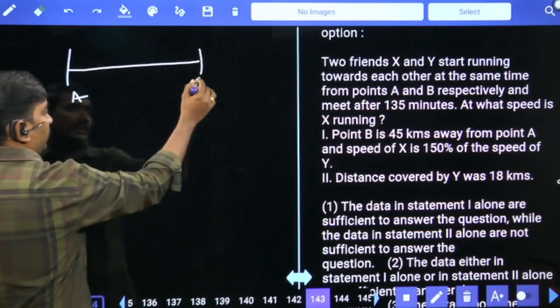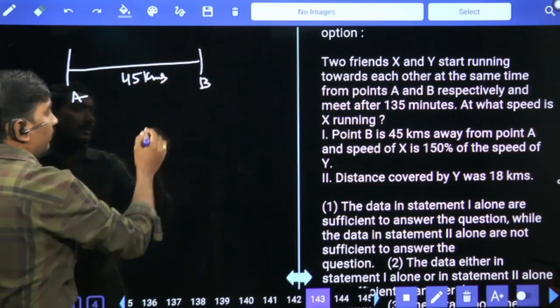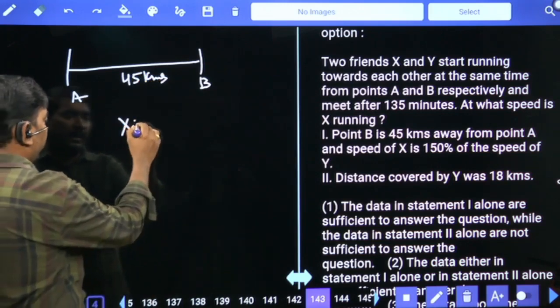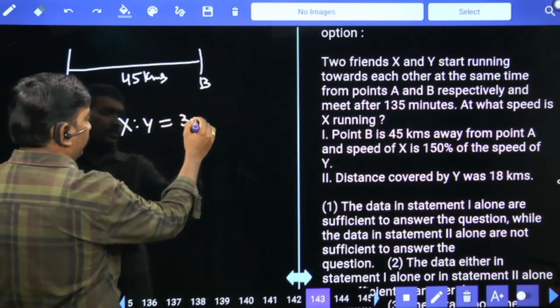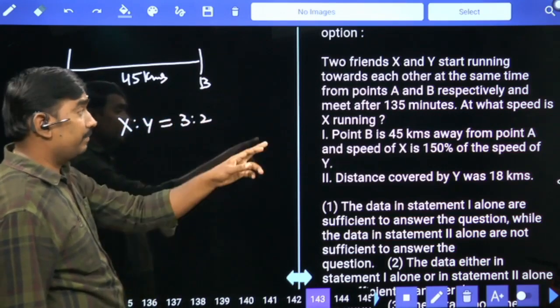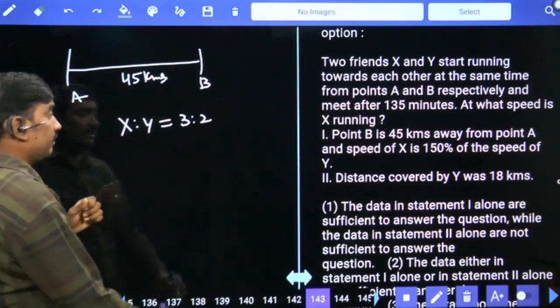A to B distance is given as 45 kilometers. Speed of X is 150% of speed of Y. X and Y speeds ratio 3:2. They together meet in 135 minutes. Means in 135 minutes they together complete 45 kilometers.